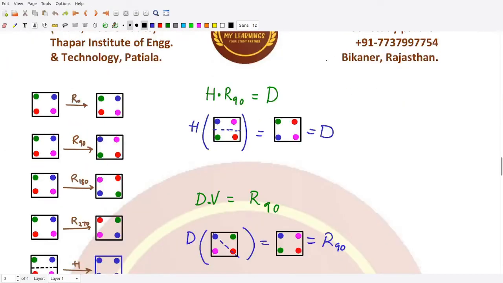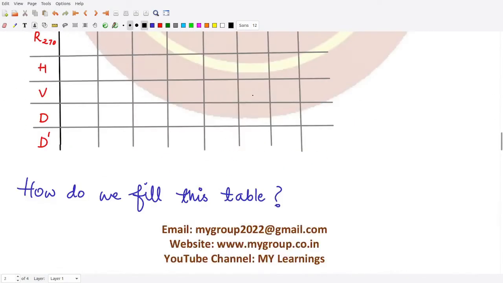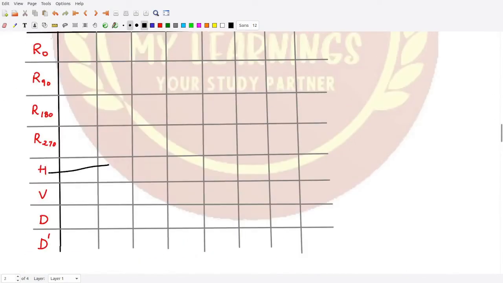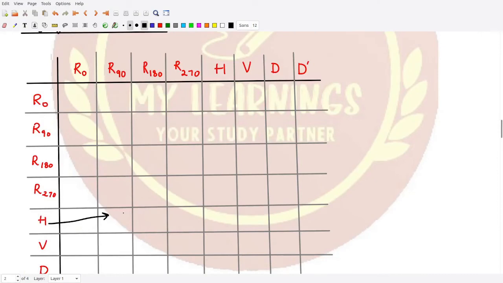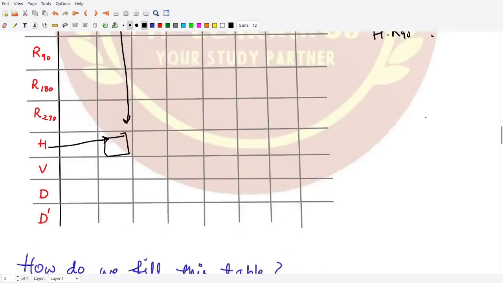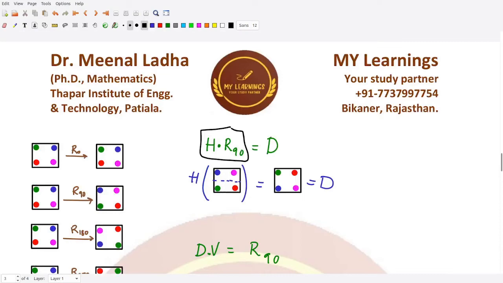So here, suppose we wanted to fill this element H R90. Now what is this? H is here and R90 is here. So basically we wanted to calculate what the value is for this H and R90. Let's see how we can calculate it. You see, the operation here is function composition. So first of all we will be solving for this one.